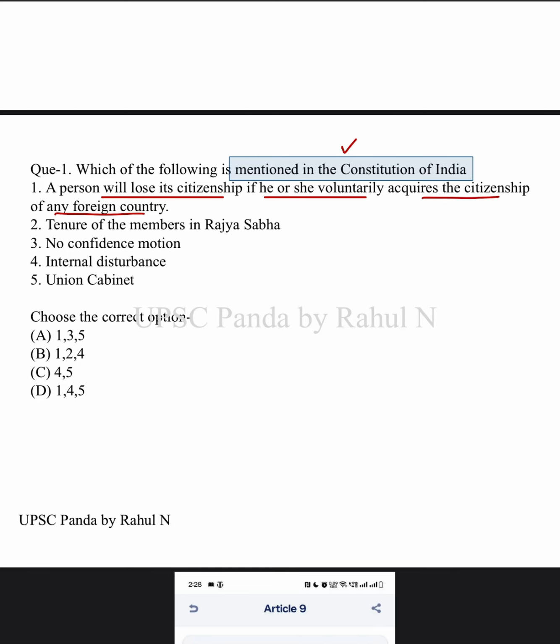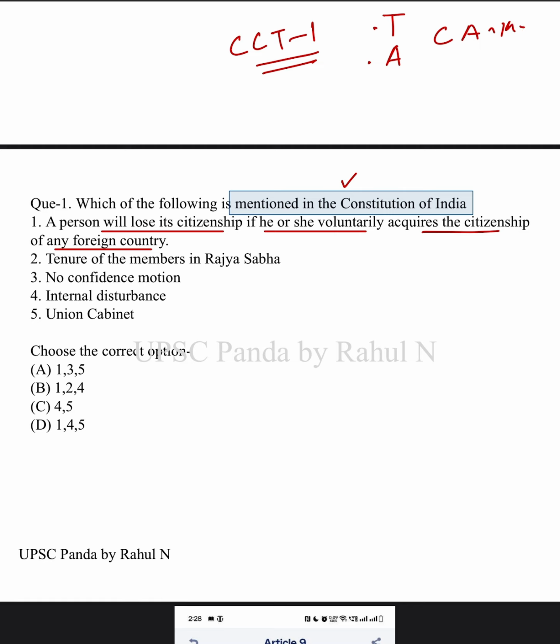I told you in the last class that termination and acquisition of citizenship is dealt with by the Citizenship Act of 1955. And I showed you that there were 3 ways of termination: the termination, the deprivation, the renunciation. But this voluntarily acquiring the citizenship of any foreign country and the person losing the citizenship, is it mentioned in the Constitution? Let us see.